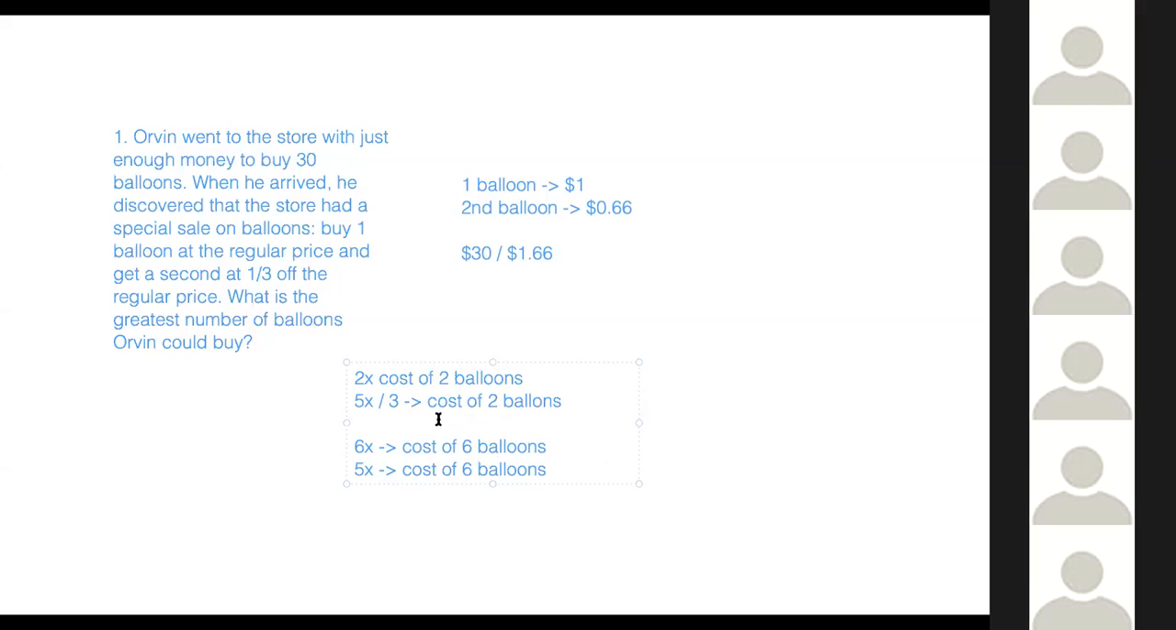So essentially, for 6 balloons, we had to pay 6X. Now we have to only pay 5X. So let's say we originally had 30X. So 30X was the cost of 30 balloons. Now if we multiply this by 6, then we see 30X is now the cost of 36 balloons.